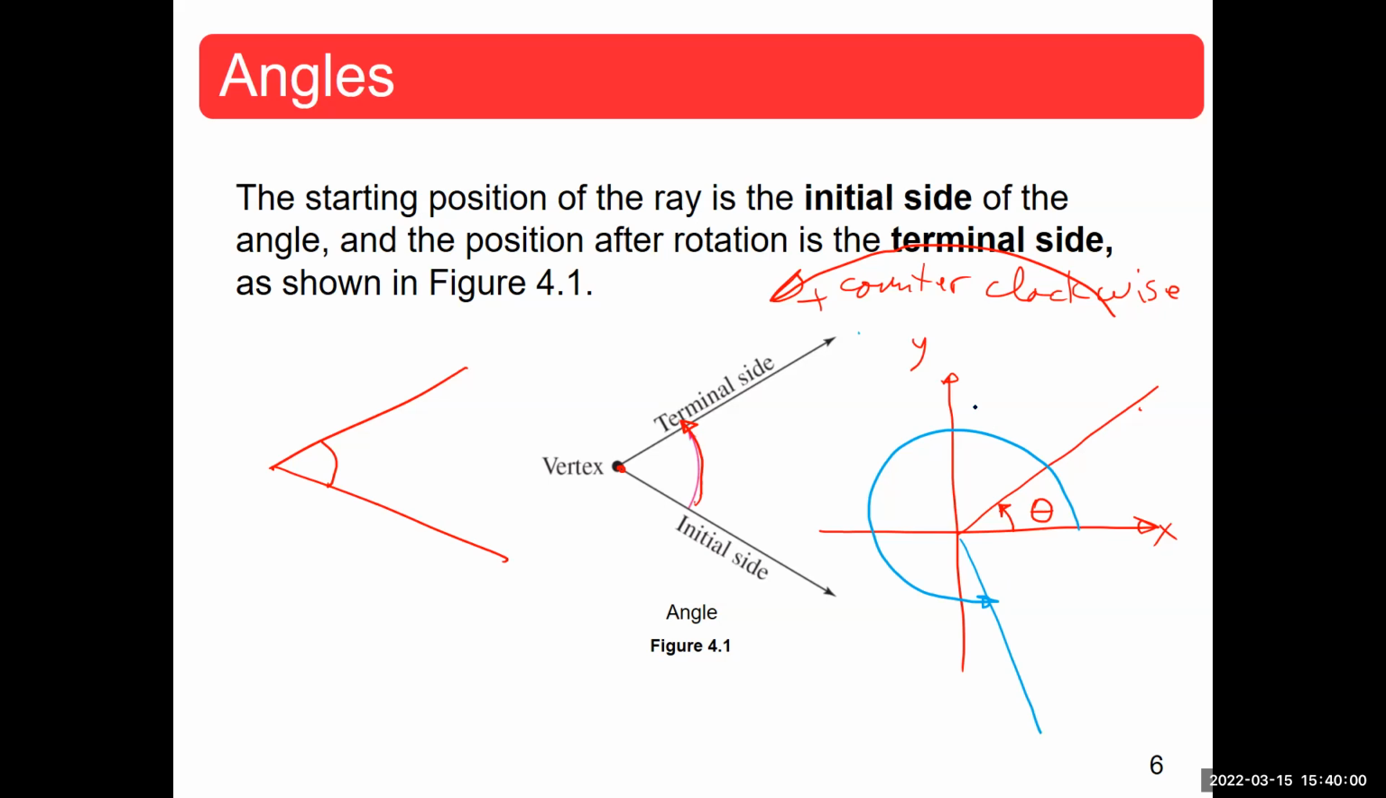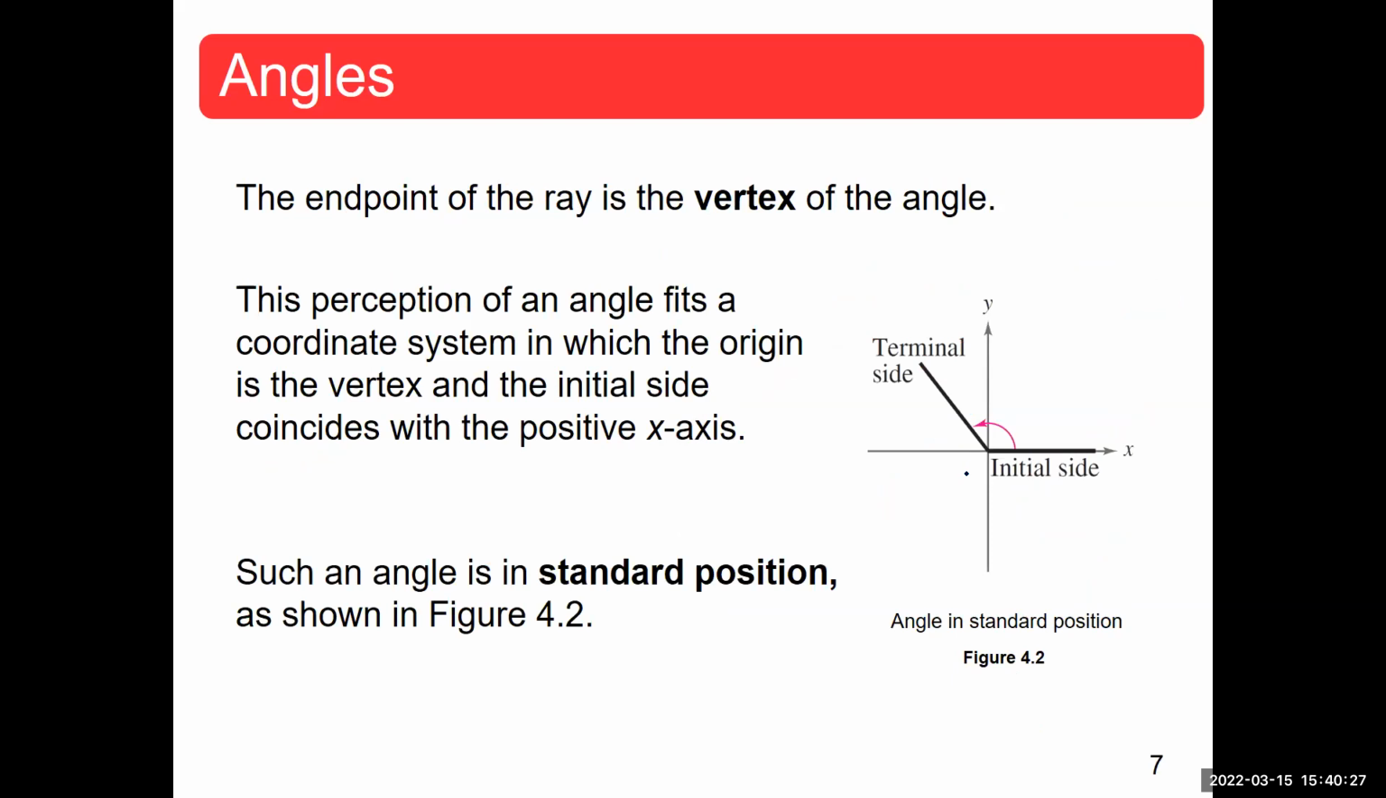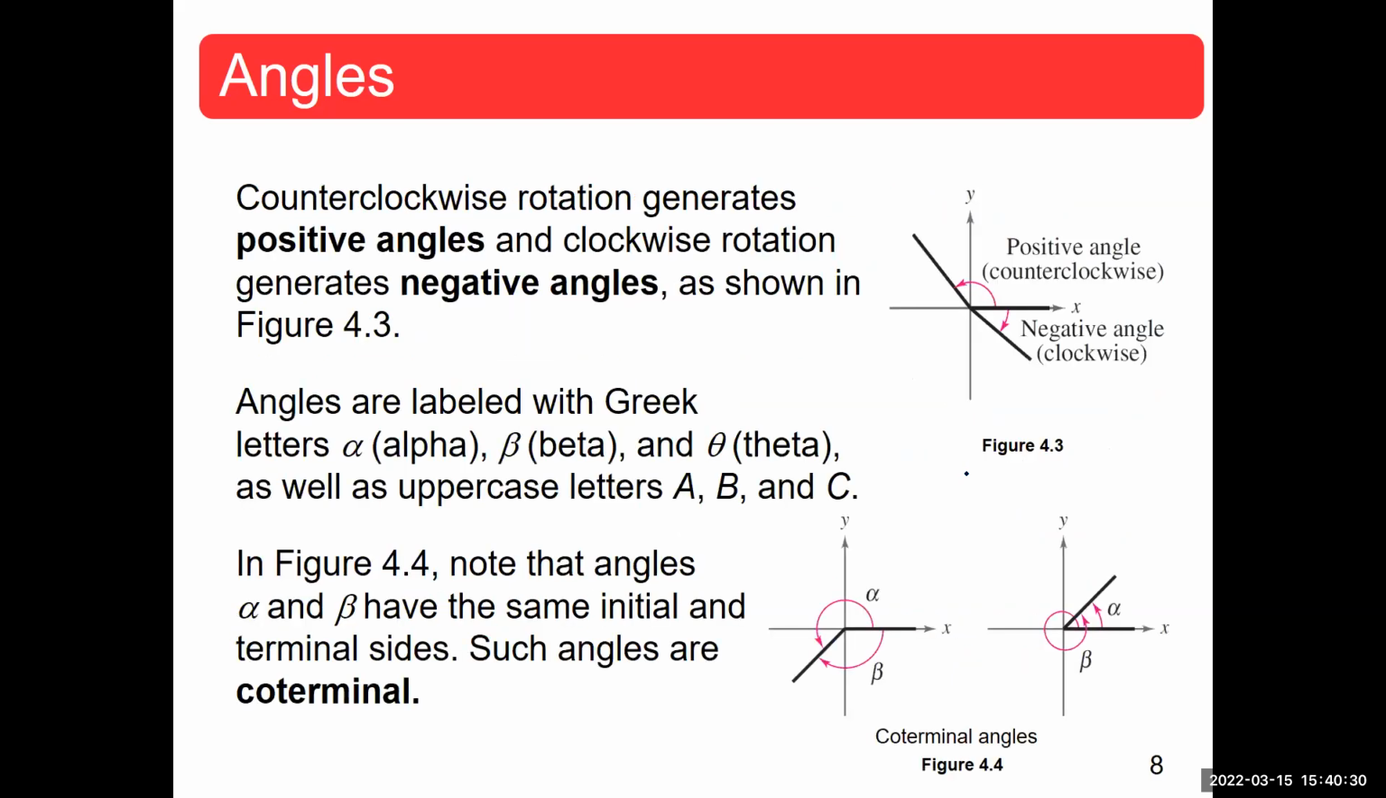Sometimes we call this phi, and sometimes we may call this one here negative gamma, whatever the angle. If I go backward, then we call it a negative angle. This is an example: this is a positive angle, and that's a negative angle.